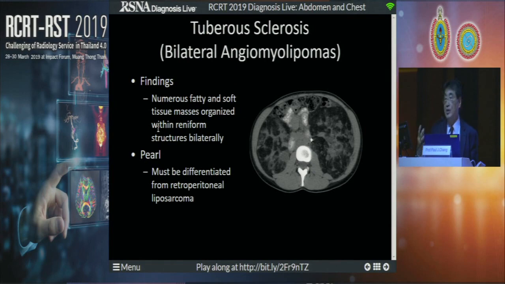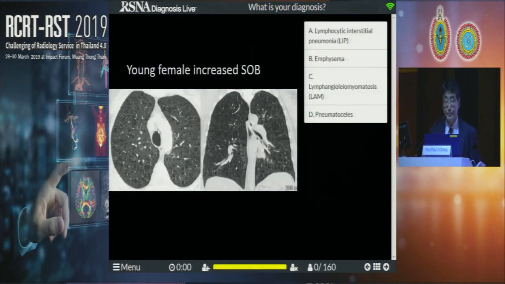The key here is these are reniform. They look like kidneys. They're abnormally enlarged, but they're reniform. So you have bilateral reniform, fatty kind of masses. Then you lean towards multiple angiomyolipomas. And when they're so prominent like this, then your diagnosis is tuberous sclerosis. Excellent. You did a very good job.